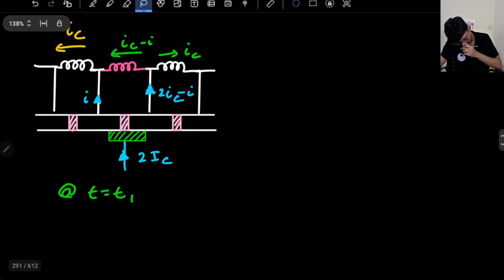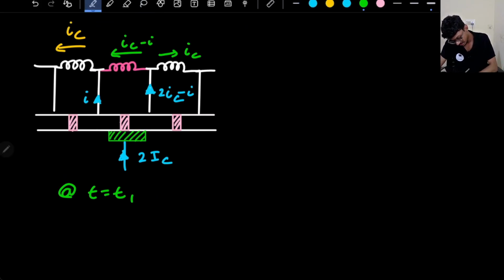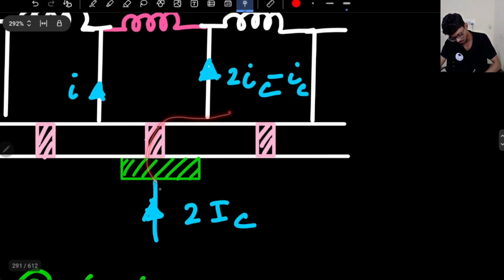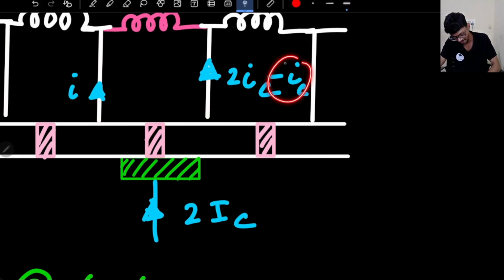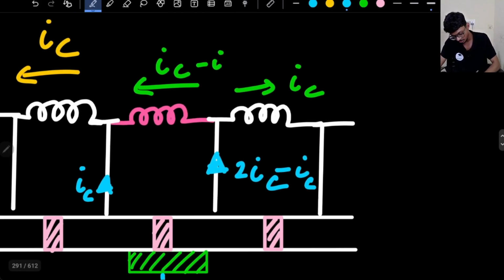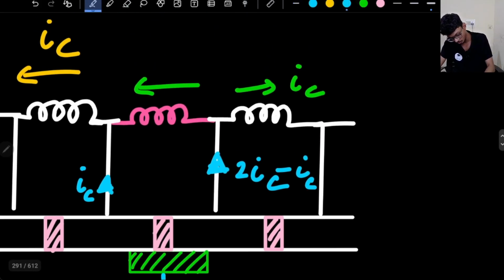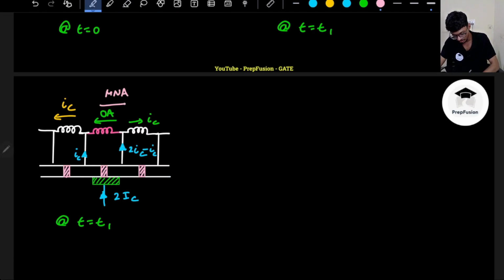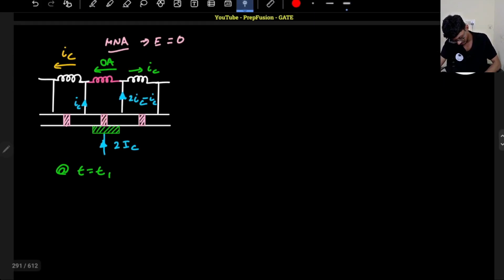When it is exactly in the middle, from here IC current will flow, from here IC current will flow. So from here zero current will flow, no current will flow, right? That was the state when it has reached the Q axis or the MNA. MNA meaning induced EMF is zero, right? That is the point where our brush should be exactly, collecting the whole current through the other coils.